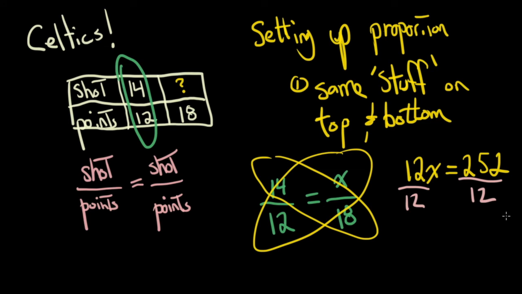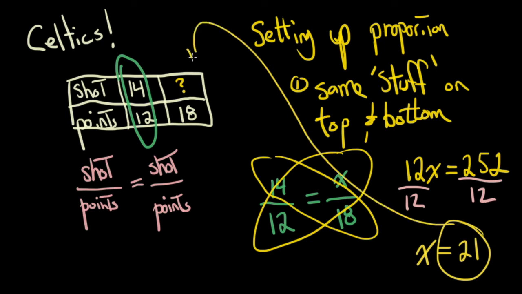I'm hoping my numbers become really cool. Otherwise, it's going to be weird. Nope. Good, I got a nice number. Sometimes I create questions that have weird numbers. X is going to be equal to 21. So, how many shots did it take to get to 18 points? It took 21. 21 shots to get to 18 points. That's not too bad, actually.